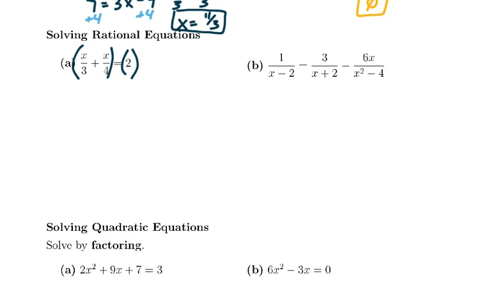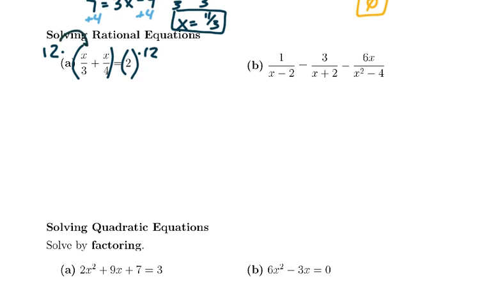If you were to add x over 3 plus x over 4, your common denominator would be 12. So you could multiply both sides of this equation by 12. That will be a property of equality, so it will keep the solution to the equation the same. So it's not really changing anything.